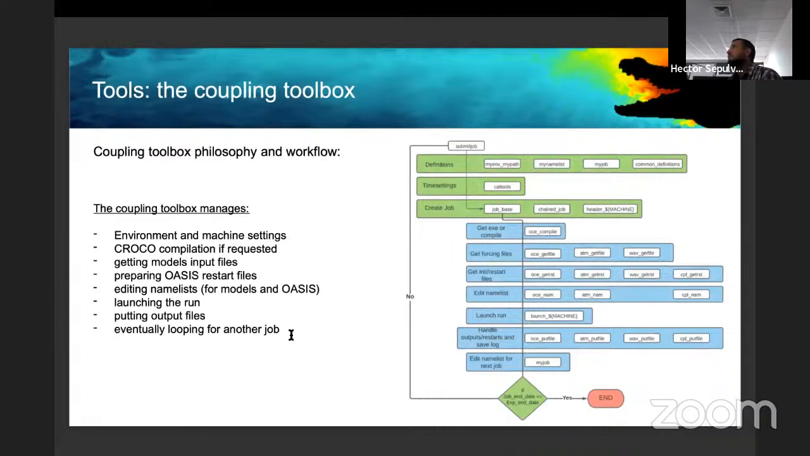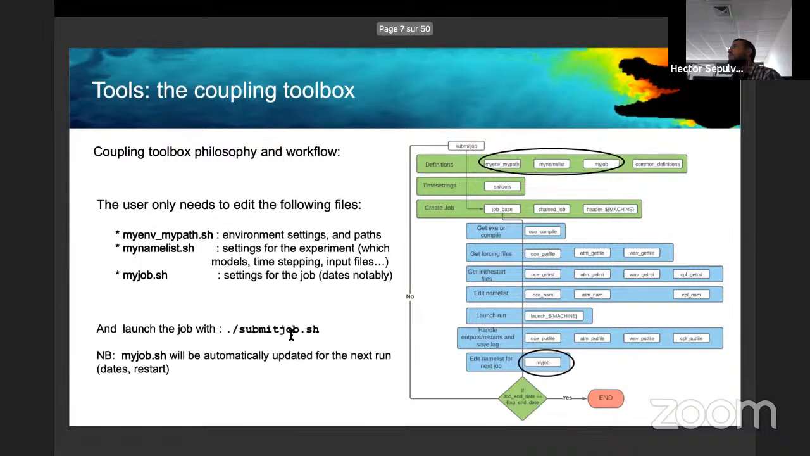So here is a little schematic on the right on how this toolbox is built. It's not very easy. There are multiple scripts, as you can see. It's a representation of the workflow and the philosophy of the coupling toolbox. And I will explain a bit more how it works. But basically, normally on your side, the only things that you have to modify are the my files.